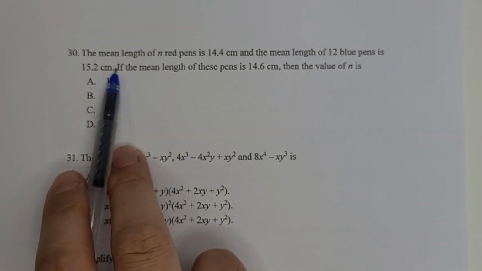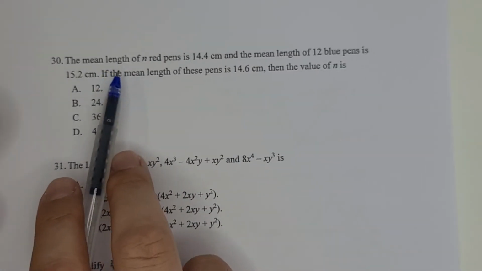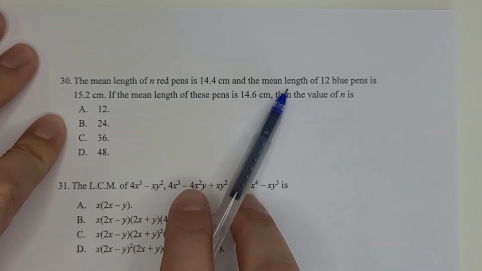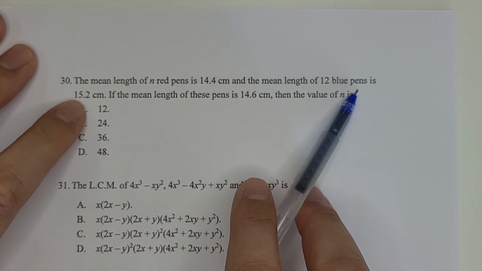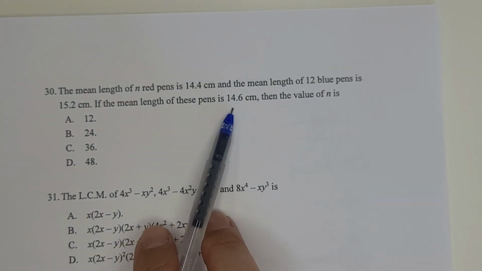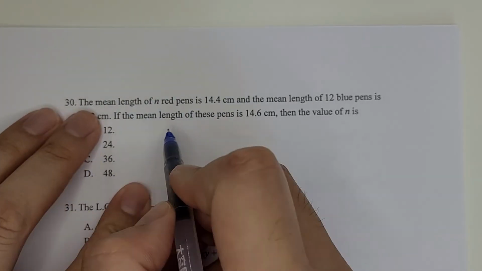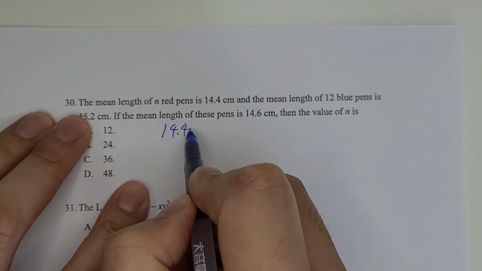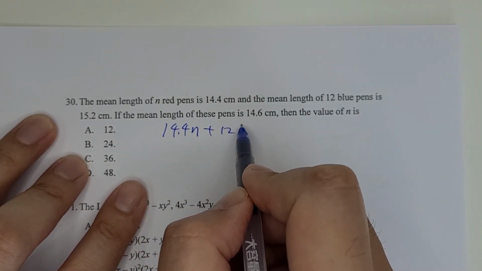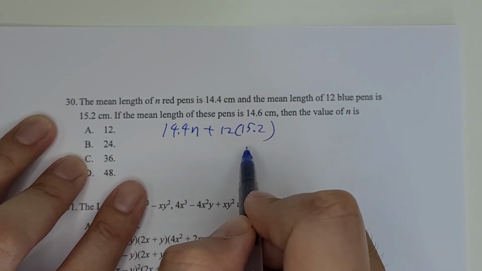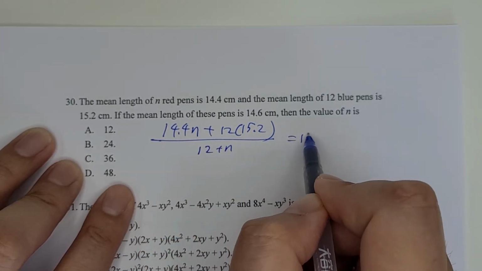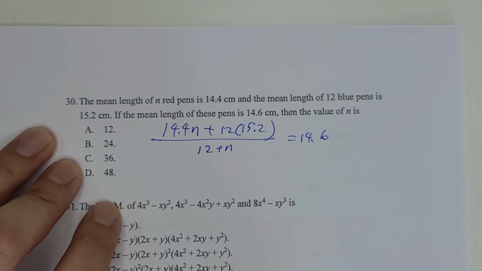The mean length of n red pens is 14.4 cm, and the mean length of 12 blue pens is 15.2 cm. The mean length of all these pens is 14.6 cm. Find the value of n. So we can do it this way. 14.4 times n, that is the total length of red pens, plus 12 times 15.2, that is the total length of blue pens, divided by 12 plus n, that is 14.6, okay? So solve this.